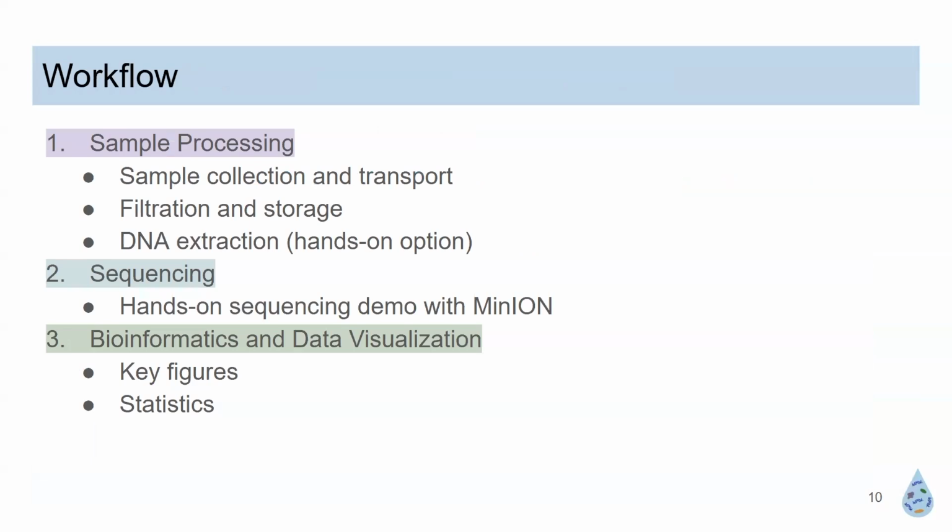Now we're gonna get into the workflow of the toolkit. I've broken up the workflow into 3 different sections. I also color coded it, because you'll have access to the PowerPoint later, to make it easier. The 3 sections are sample processing, sequencing, and then bioinformatics and data visualization. If you have any questions on the structure of the toolkit, let me know now. Otherwise, I'm going to jump into sample processing.